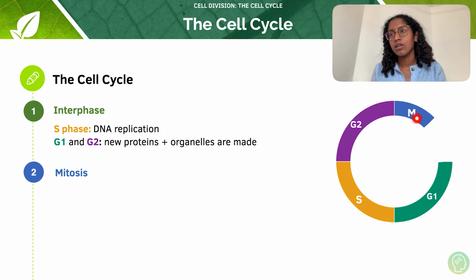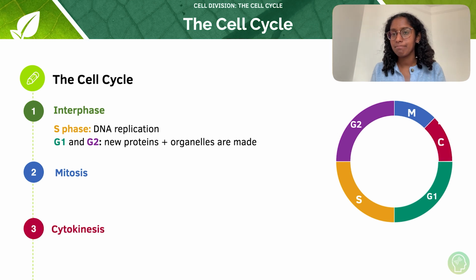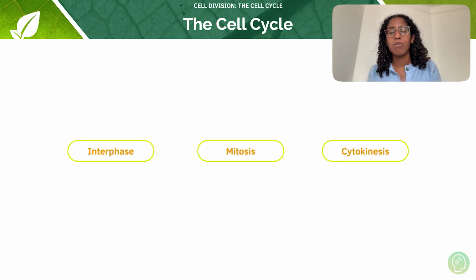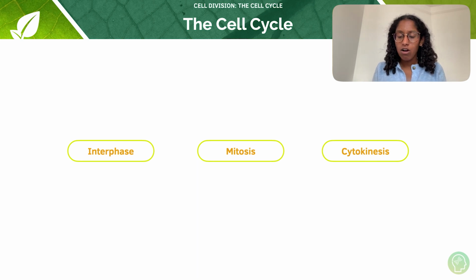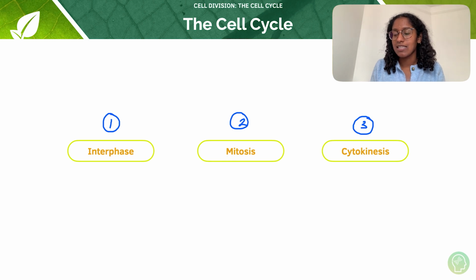And then we enter mitosis, where the nucleus divides and chromatids separate. And the final bit of the cell cycle is cytokinesis, which is where the cytoplasm divides to form 2 daughter cells from a parent cell. So these are our 3 phases. Interphase, which is composed of that S phase, then the G phase, which is composed itself of G1 and G2. Mitosis, and then cytokinesis. So make a note of those 3 stages of the cell cycle.